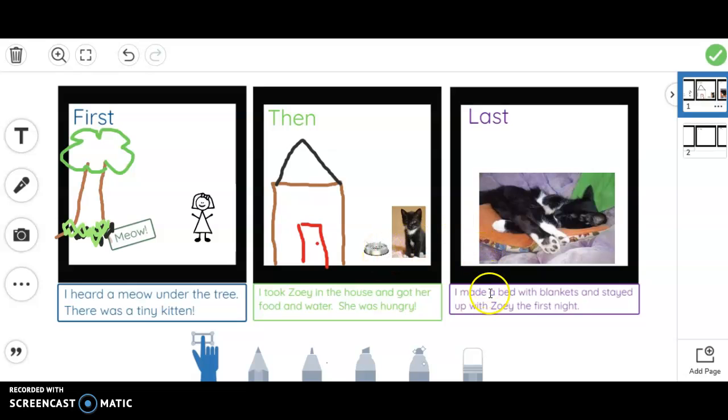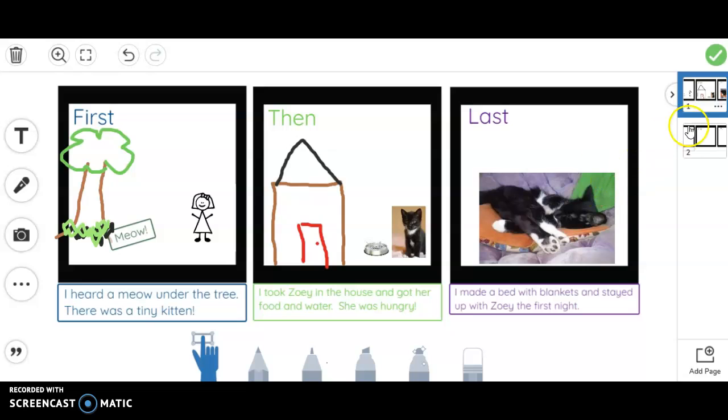Last, I made a bed with blankets and stayed up with Zoe the first night. And here is a picture sleeping. So this is my organizer. This helps me. It takes my one idea about a time I was helpful and it puts it in order with drawings and pictures, photographs, and captions.